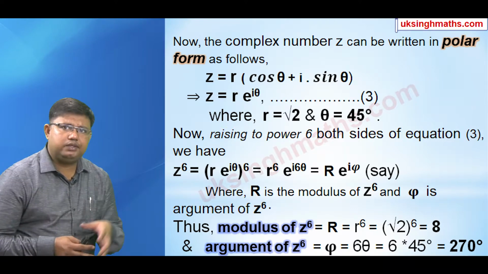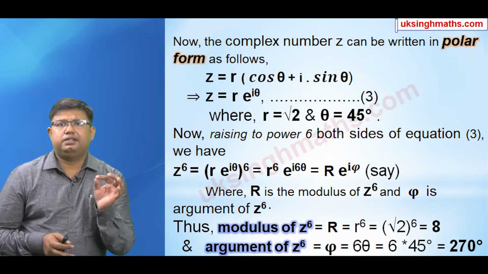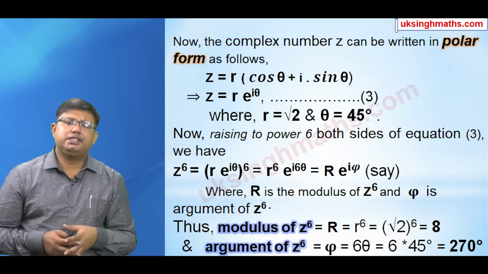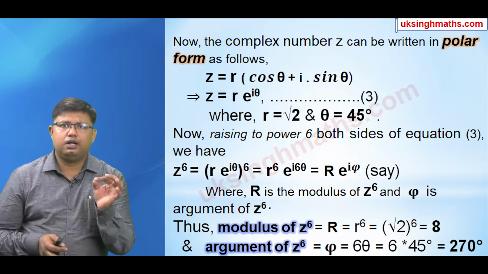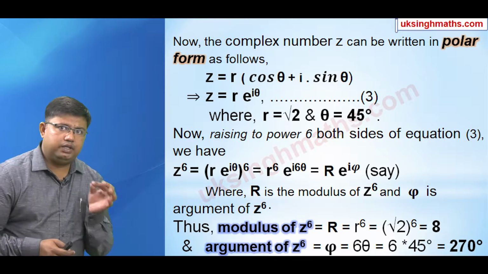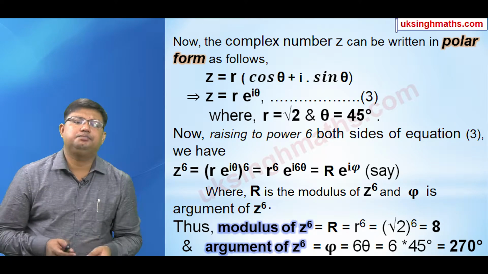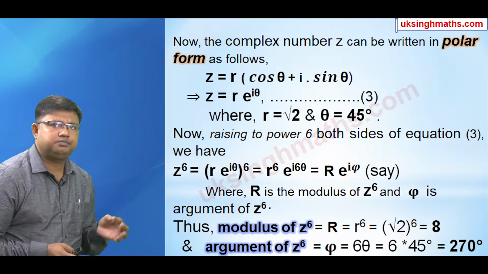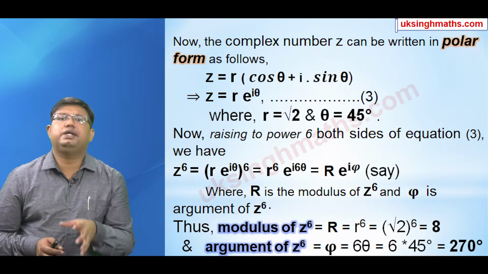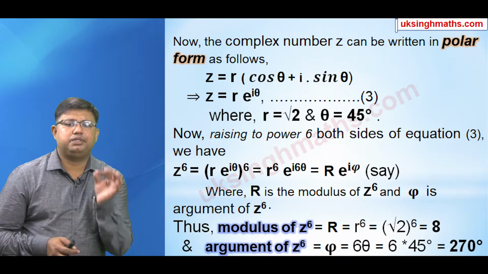So in this way you can visualize here that this capital R is the modulus of this complex number z^6, and this phi is the argument of this complex number z^6, and you can easily see that this capital R is equal to small r to the power 6, and this phi is equal to 6 into theta, and you already know the value of r and theta. So you simply put these values of r and theta in these relations, you will find the modulus of this complex number z^6 is equal to r^6, which comes out to be 8, and argument of this complex number z^6 comes out to be 6 theta, which is 270 degree.